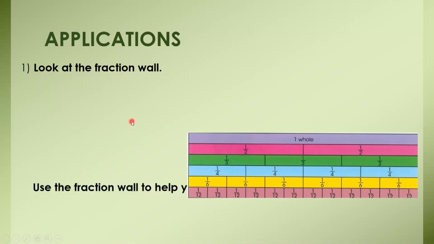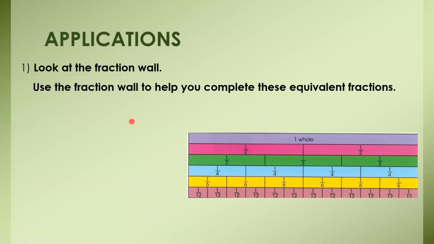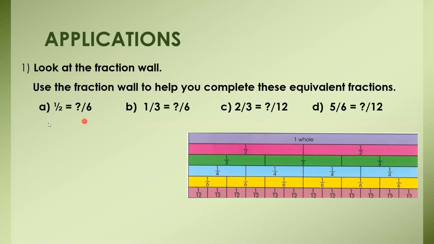Now let's see the question. Use the fraction wall to help you complete these equivalent fractions. These are the equivalent fractions given, and we need to find the equivalent fraction for this given set of fractions. A part is 1 by 2 equals dash by 6. B part, 1 by 3 equals dash by 6. C part, 2 by 3 equals dash by 12. And D part, 5 by 6 equals dash by 12. So shall we start doing the answer?